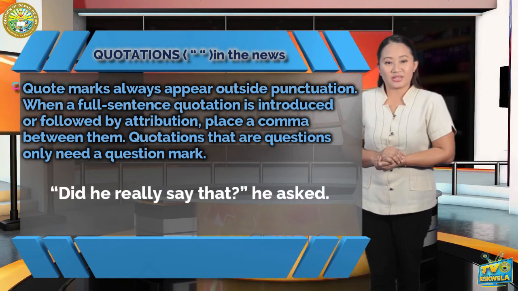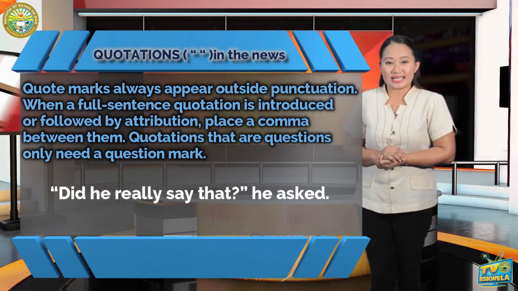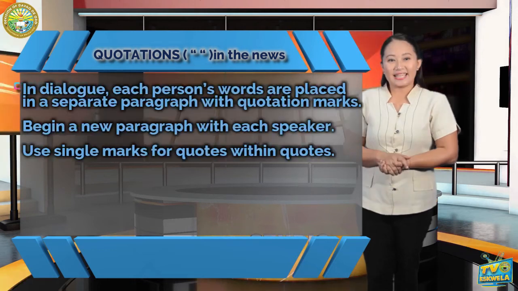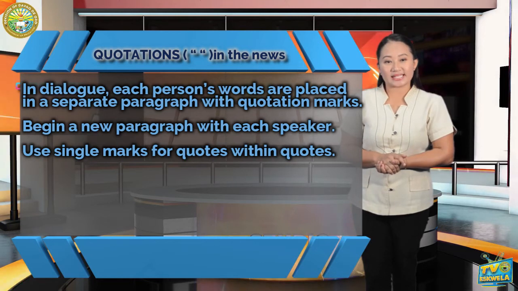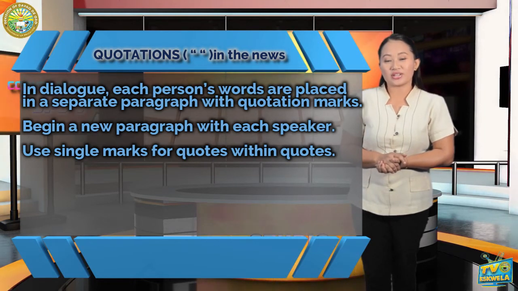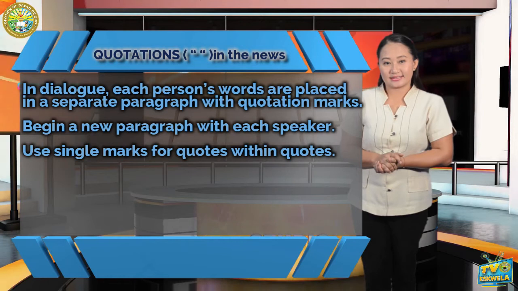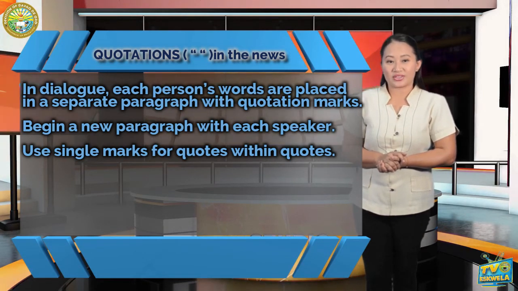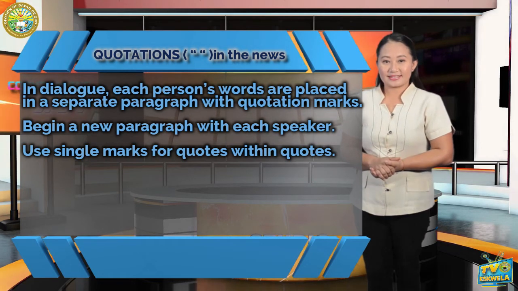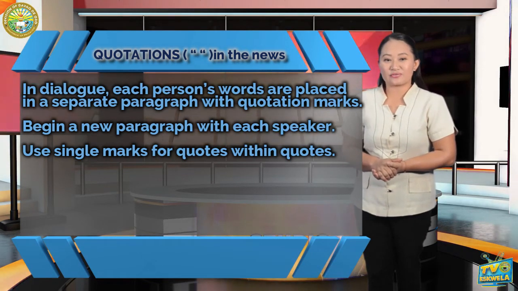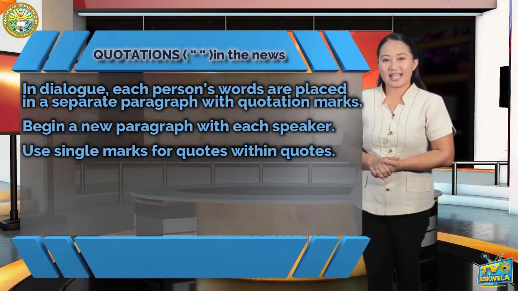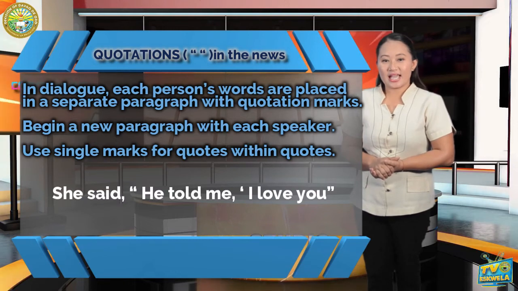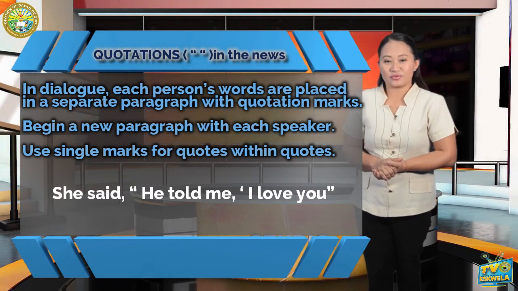Example: "Did he really say that?" he asked. In dialogue, each person's words are placed in a separate paragraph with quotation marks. Take note, begin a new paragraph with each speaker. Use single marks for quotes within quotes. Example: She said, "He told me, 'I love you.'"